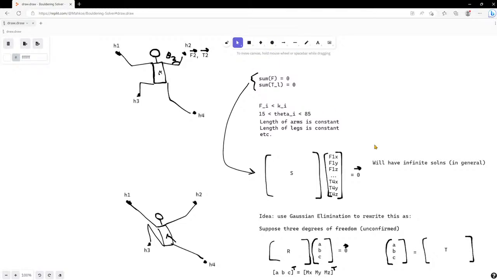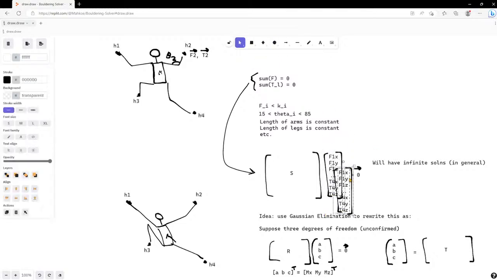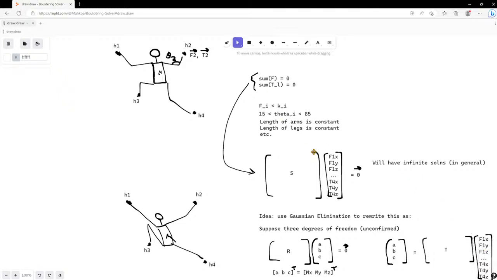Times this guy. And we could even go one step further. I didn't mention this before, but even if, let's suppose this did have a unique solution and we solved it, we would still be interested in knowing the internal forces and bending moments everywhere around the body, because that will tell us how useful of a position this is to be in.